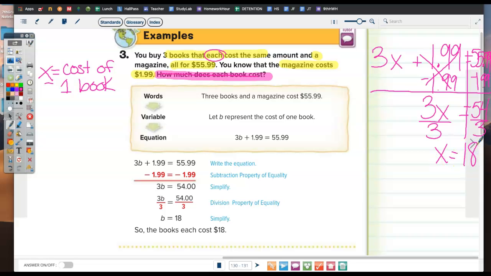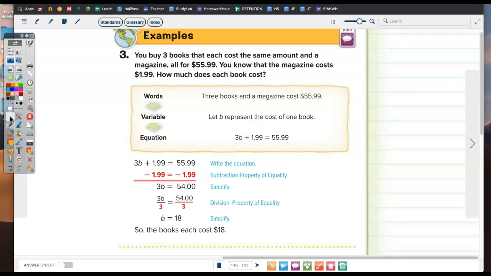Now what is my label? Cost. Cost of books. Therefore, x equals $18 for one book. Questions? That's so expensive. No, really? Okay. So, okay, I'm going to erase this. It's all right here. Books are always over $18.